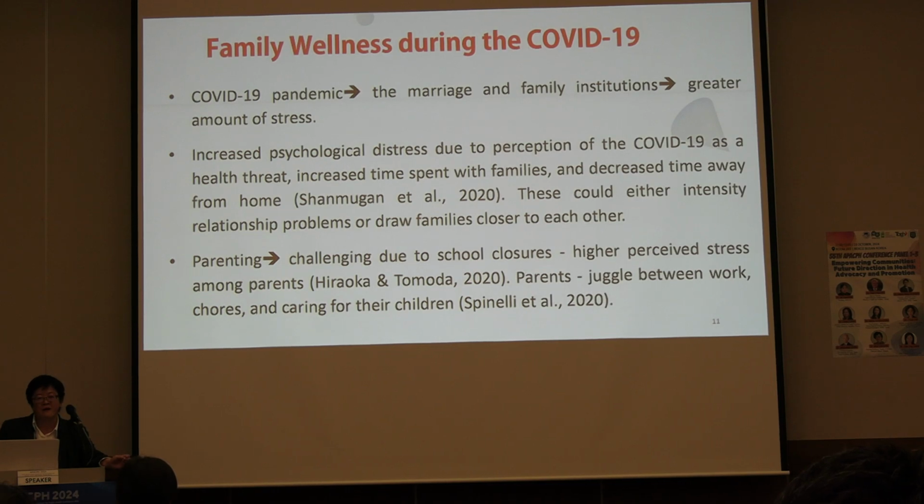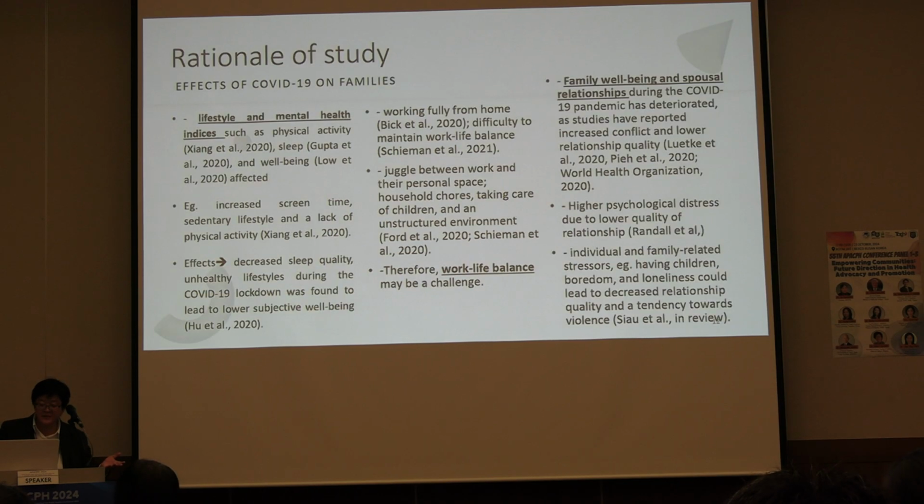Now we have a whole generation of online learning, and so how do you actually parent the kids, with such internet knowledge. And so what we look at is the lifestyle and mental health component, such as increased screen time, sedentary lifestyle. All these are affected, they affect the family. And working from home, for career parents, you have to juggle between work and personal space, household chores, and children as well. So you do need to have a work-life balance. And family well-being and spousal relationship during COVID-19, that has seriously deteriorated, and we look into that as well.